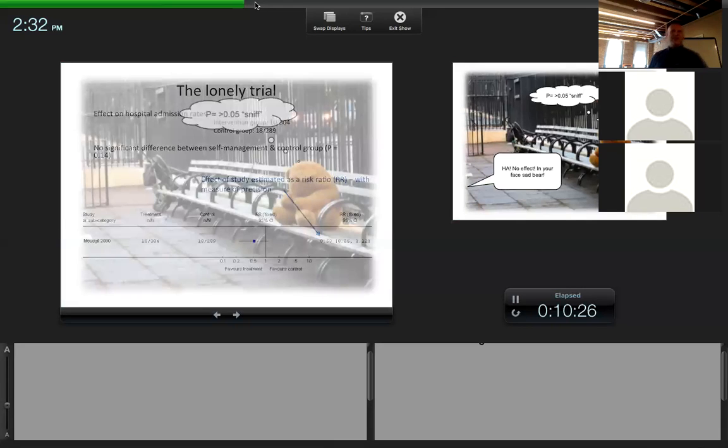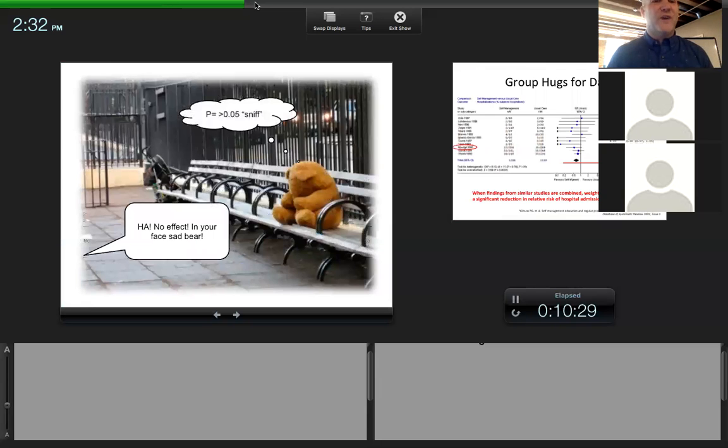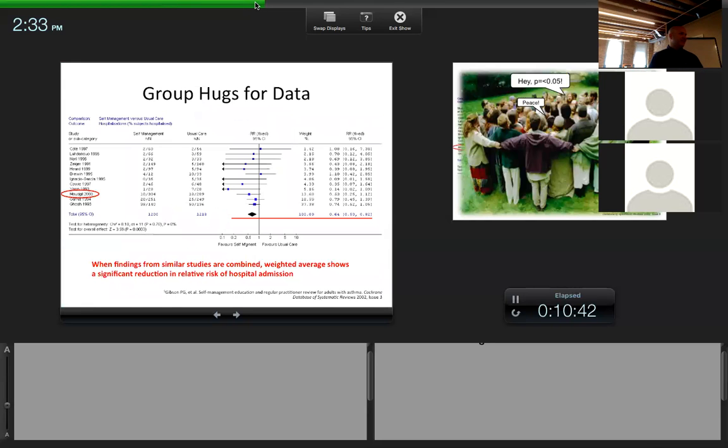Right? So P equals more than 0.05. Let's not do it. Let's give up, man. We've done our trial. We've got our answer in your face. Very depressing. Or we can systematically review all of the relevant studies and put them into a meta-analysis. So that's what a meta-analysis is. It's group hugs for data. Right? We're bringing it all together.